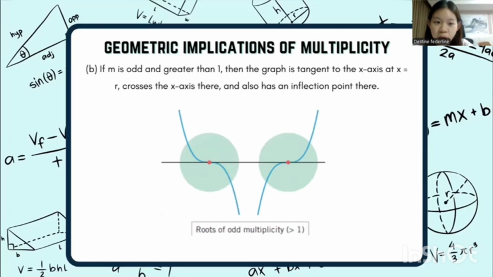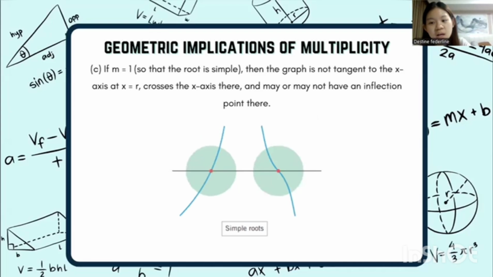Right on the screen is an example of the graph of roots of even multiplicity. Next, if m is odd and greater than 1, then the graph is tangent to the x-axis at x equals r, crosses the x-axis there, and also has an inflection point there. On the screen, it shows how the graph will appear when the roots have odd multiplicity greater than 1.